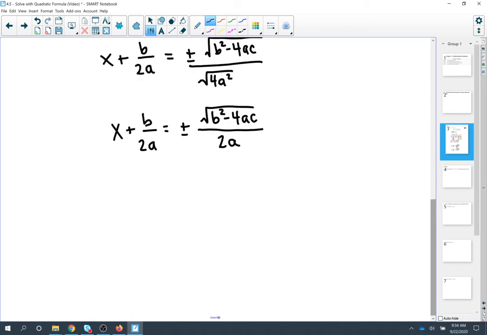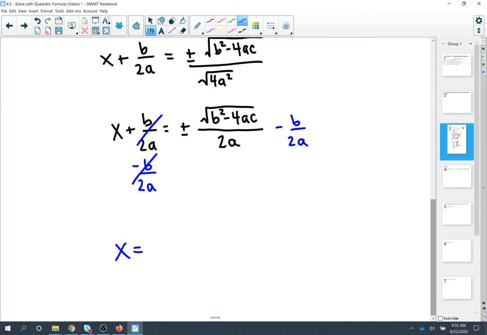Now, remember what we were actually trying to do here is we were trying to solve this very generic equation with our a, b, and c values for x. Well, x is right here, and I still need to get it alone, so I'm going to subtract b over 2a from both sides. So it goes away here, and we have x equals.